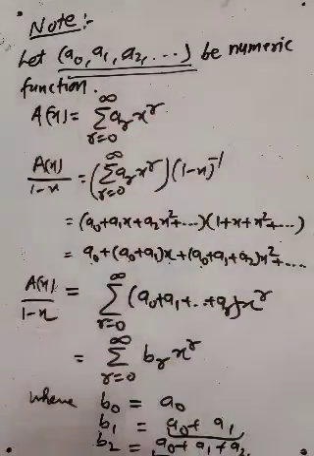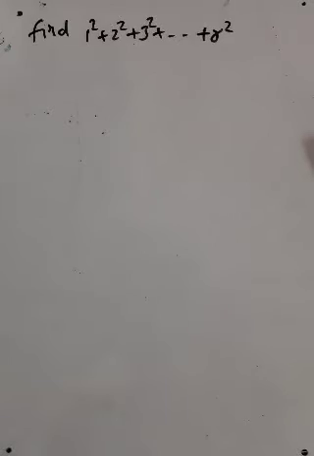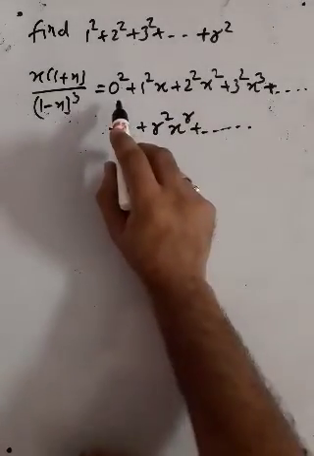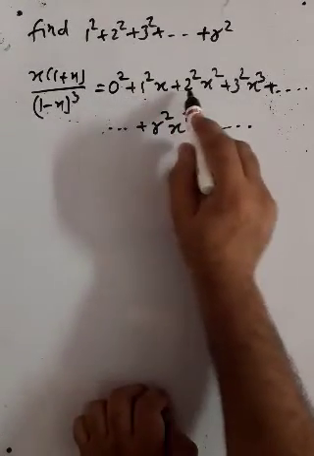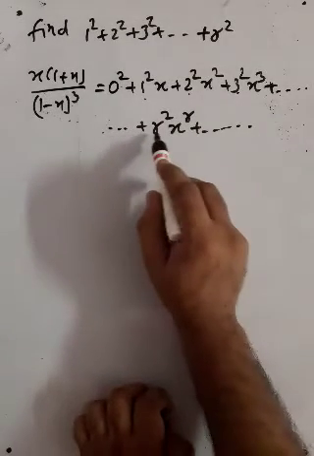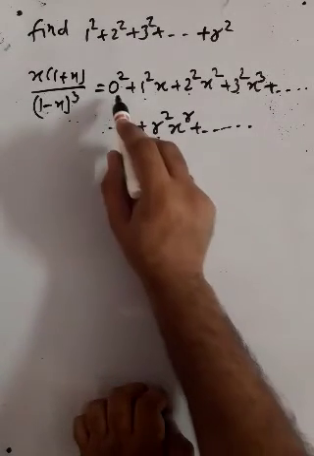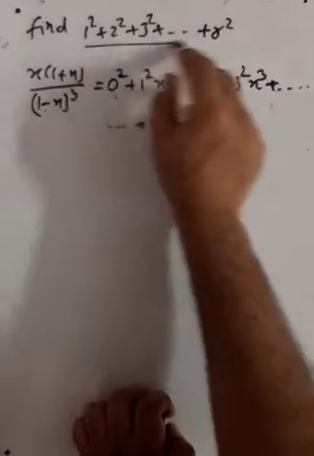Thus, if there is a question to find the sum 1 square plus 2 square plus 3 square plus up to r square, then first we find the generating function of 0 square, 1 square, 2 square, 3 square and so on, which is already known. The question is: we want to find the total of 1 square, 2 square, 3 square, 4 square up to r square, including 0 square.